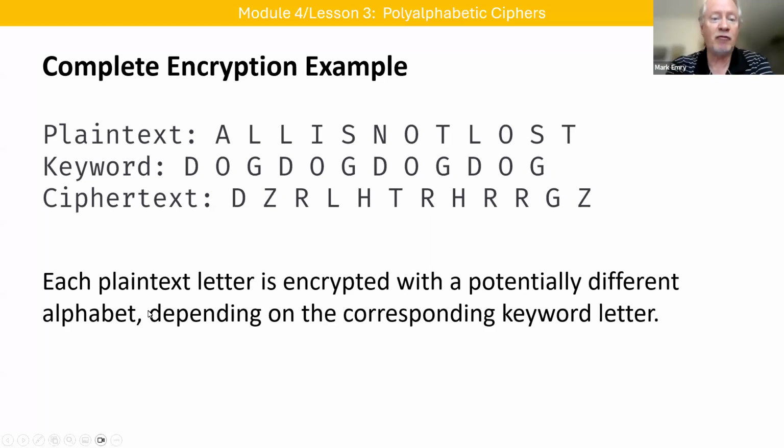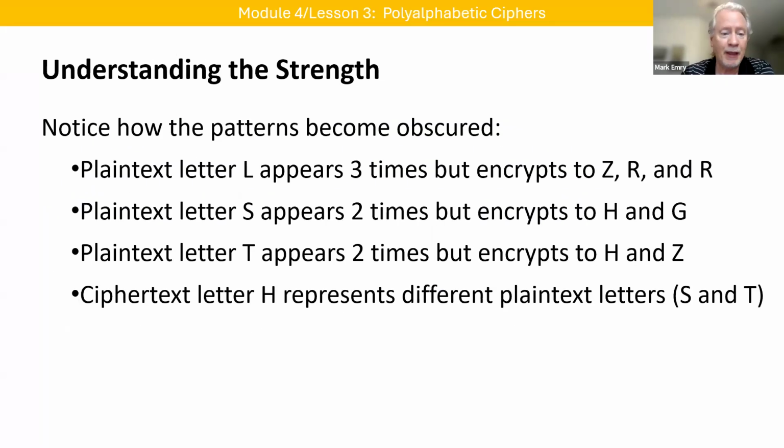So, as we keep going forward throughout our plain text letter by letter, here's our plain text, here's our keyword, and there is the ciphertext. Each plain text letter is encrypted with a potentially different alphabet depending on the corresponding keyword letter. You can see in this example how much more difficult it is to see frequency patterns, right?